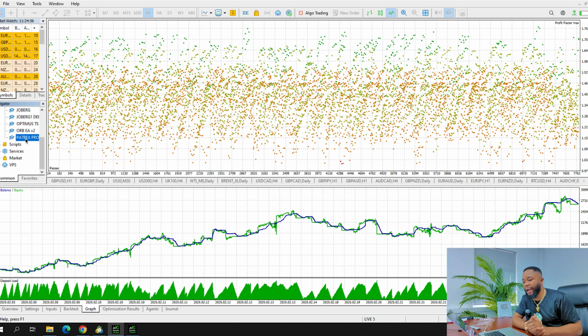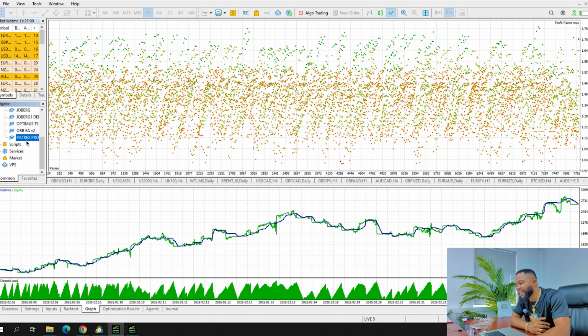Most of the time I don't like calling Patrex Pro a robot because I prefer to call it a trading assistant because it's going to do everything. It's going to assist you in managing your money, managing your emotions, managing your risks, determining the trade direction. It's 100% auto.